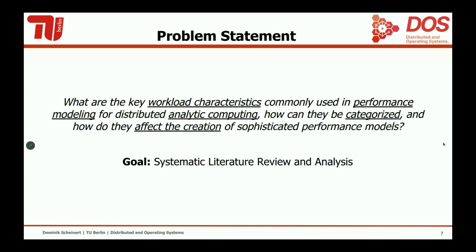So the question here we wanted to address is: what are the key workload characteristics commonly used in established performance modeling techniques for distributed analytic computing workloads? So this is the focus. And how can they be categorized, and how do they then affect the creation of sophisticated performance models? Our goal was to start with a systematic literature review and analysis and then use this as a foundation for creating new models, potentially in the future, that are able to leverage this cross-context data.